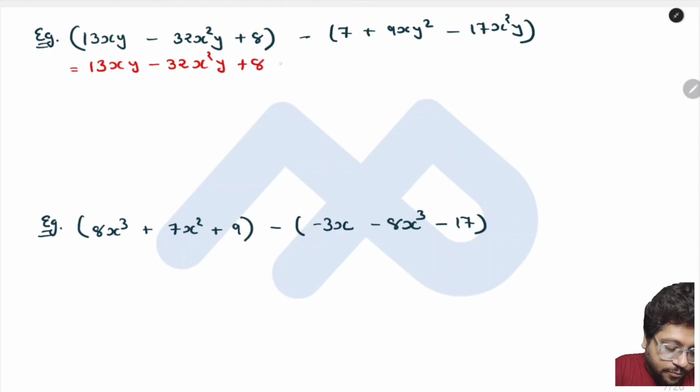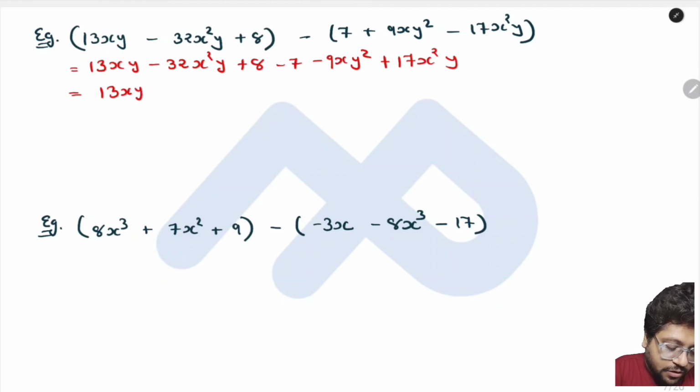So 7, which is positive right now, it will become negative 7. 9xy square, which is positive, it will become negative 9xy square. And this minus 17x square y, which is negative right now, it will become positive, so positive 17x square y. Now let's bring the like terms together. This 13xy doesn't have any like term, it will remain as it is.